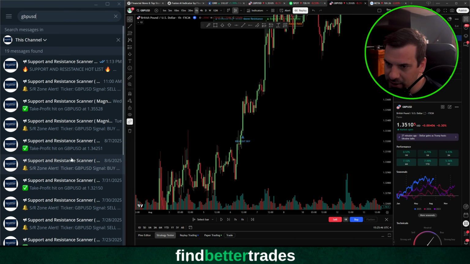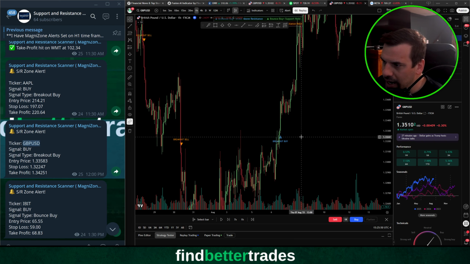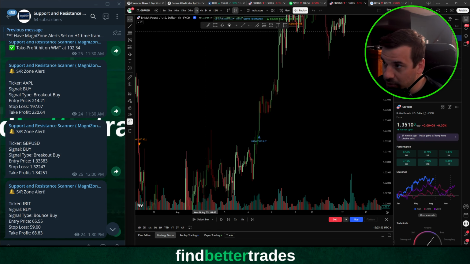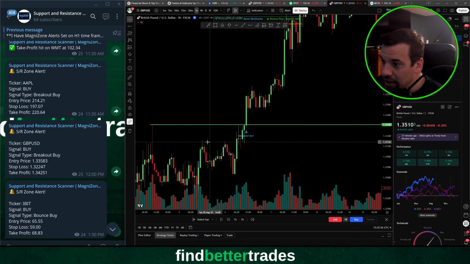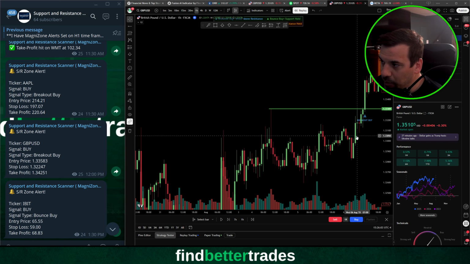So check this out. This is the one on 8.6, another breakout buy. So what happened here? Well, check that out. Let's actually see what happened. Here was a really solid, I mean, this was a big, massive wick. This is an hourly chart, and it just went sideways.